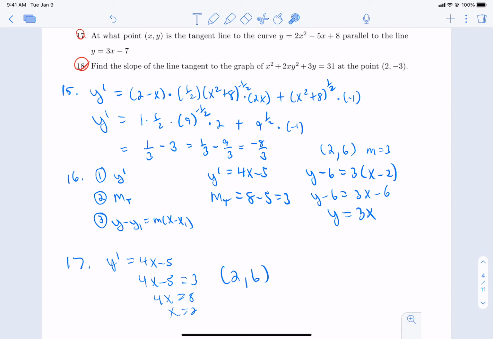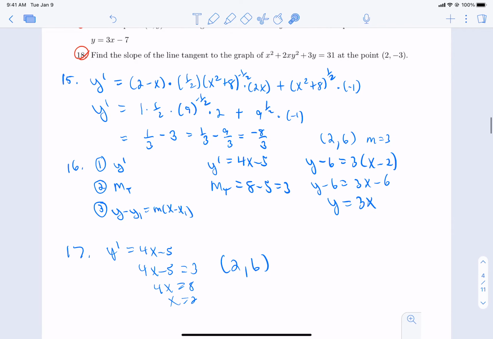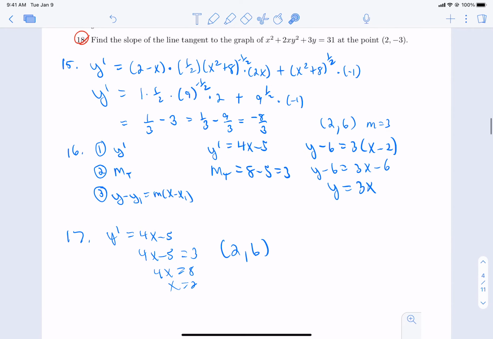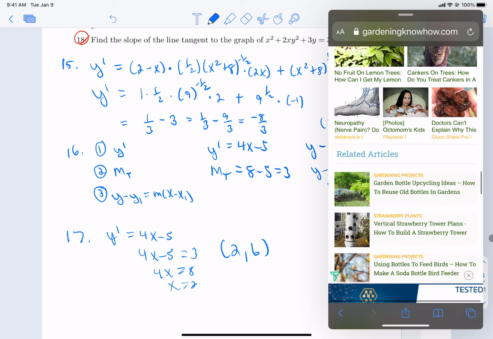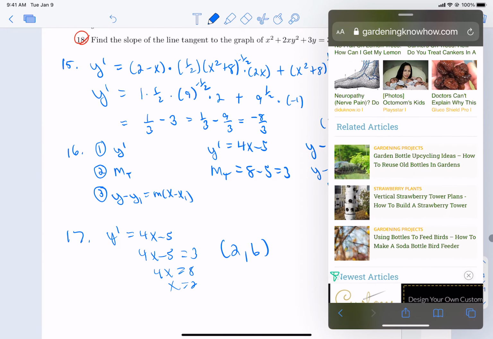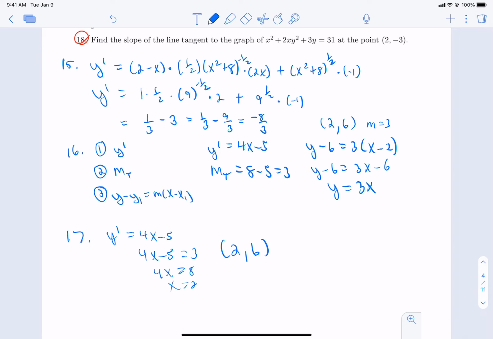Okay. So I'm sorry, I didn't see that 18 was implicit, and we haven't done that in a while. So let's do implicit differentiation together. Let me write the equation down below here. If I move the cursor, that will help.